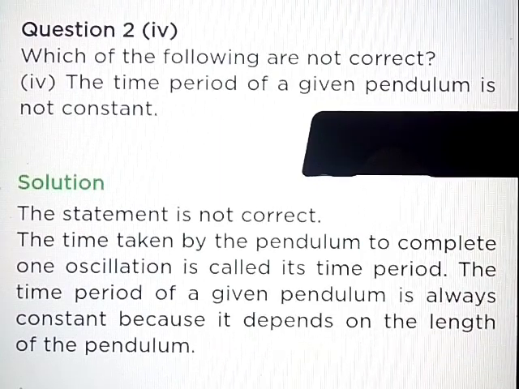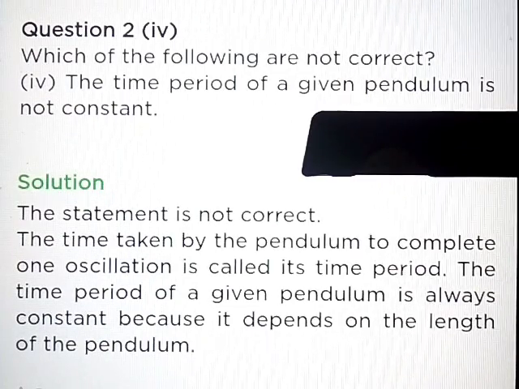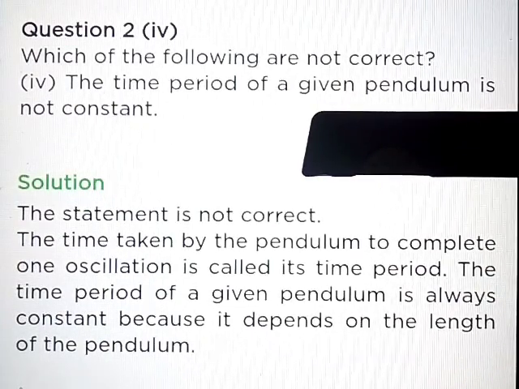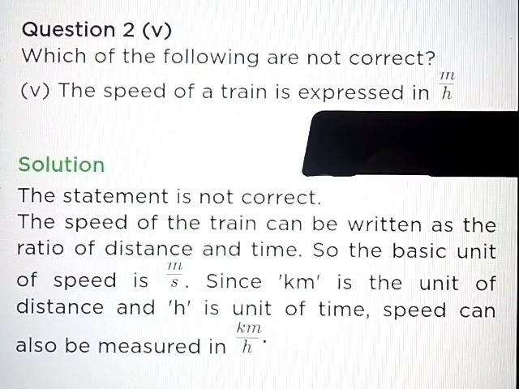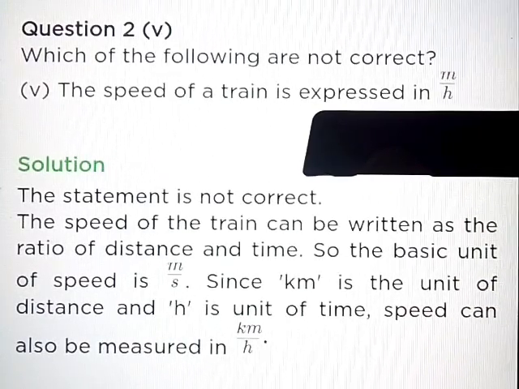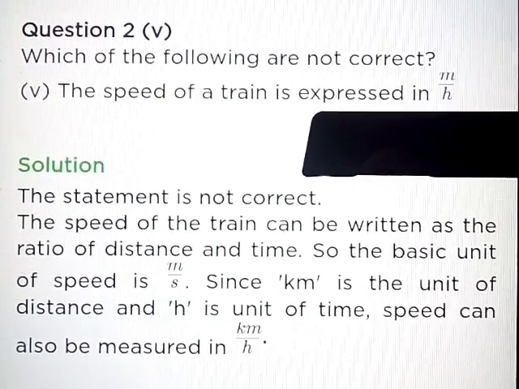Part D. The time period of a given pendulum is not constant. Answer. The statement is not correct. Part E. The speed of a train is expressed in meter upon hour. Answer. The statement is not correct.